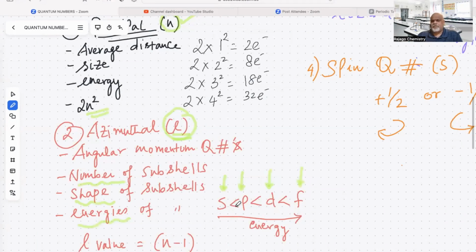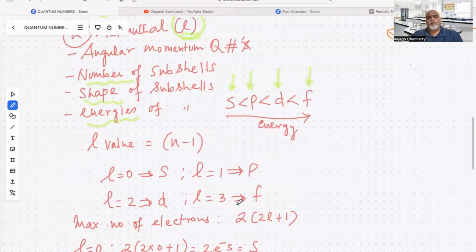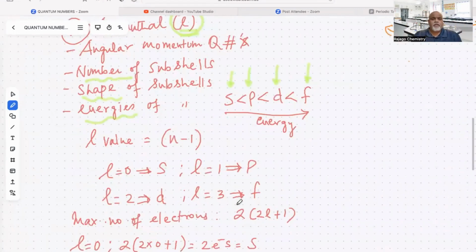Whereas S is the smaller energy, because they are farther away from the nucleus, because they are more complicated. The value of L will always be n minus 1. When n takes a value, L will take values from 0 up to n minus 1. When L is equal to 0, we call that subshell S. When L is equal to 1, we call this P. When L is equal to 2, we call this D. And when L is equal to 3, we call this F.